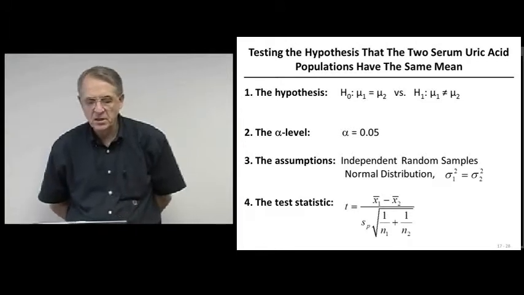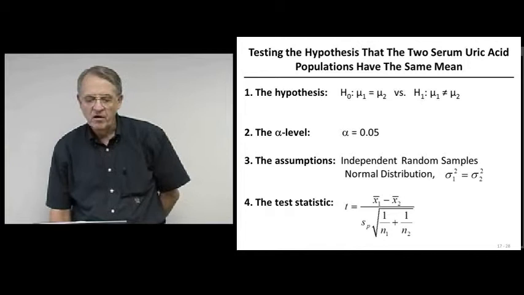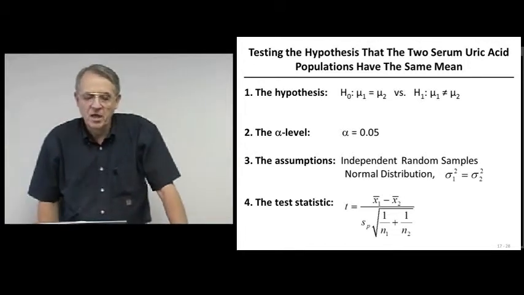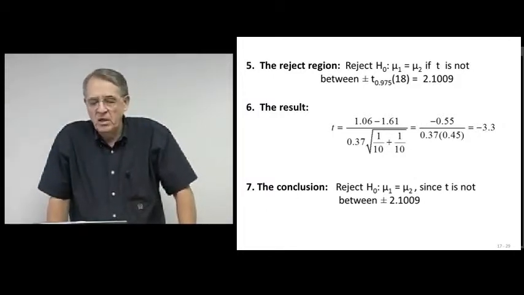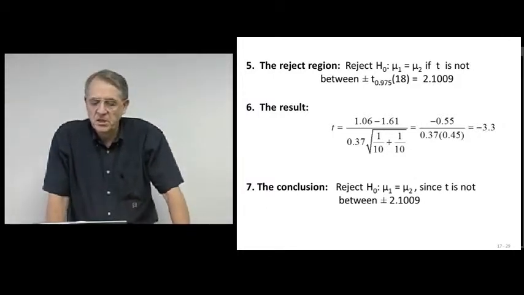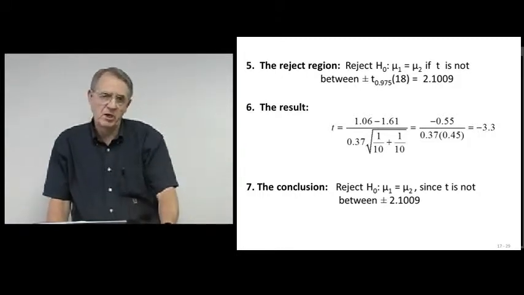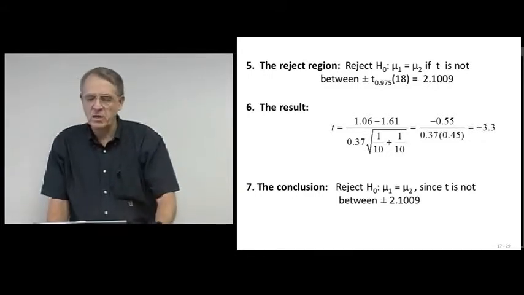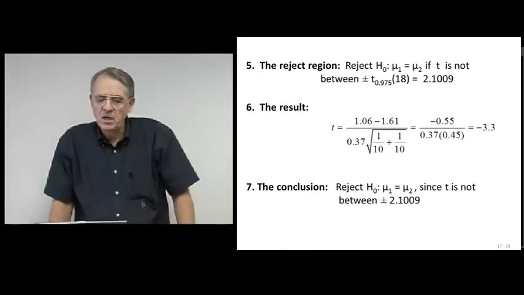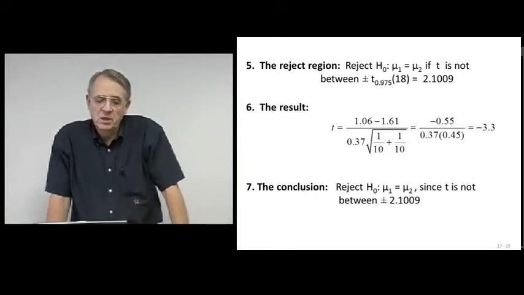The test statistic is as shown at the bottom of the slide here, and by now it ought to be a familiar entity to you. We're going to reject the null hypothesis if the value we calculate for t is not between plus and minus t sub 0.975 with 18 degrees of freedom. Here, remembering that we get 9 degrees of freedom from the first sample and 9 more from the other sample, so together they make up 18. So that leads to the cut point here of 2.1009.